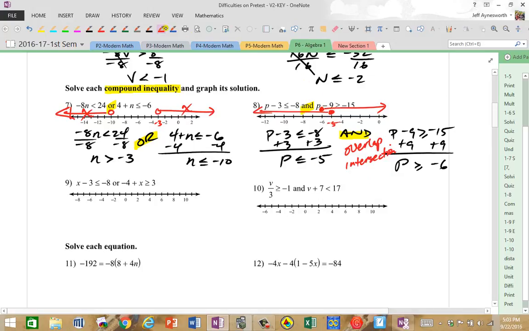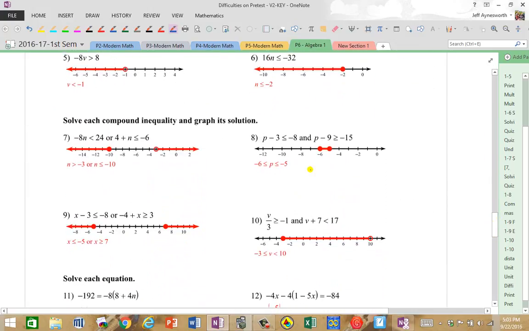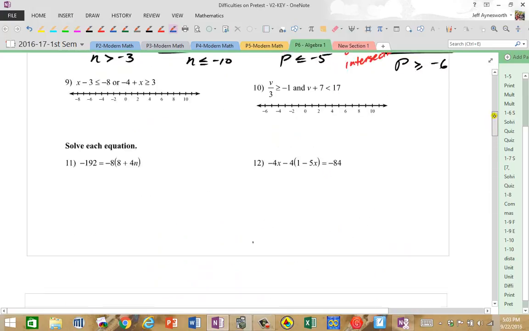There we go. So here's the solution in blue. You've got to be in between these numbers and including those numbers. Let me just show you that. Number 8, here's the solution. Look at that. Between negative 5 and negative 6 and including those numbers. Okay, inclusively, as they say.